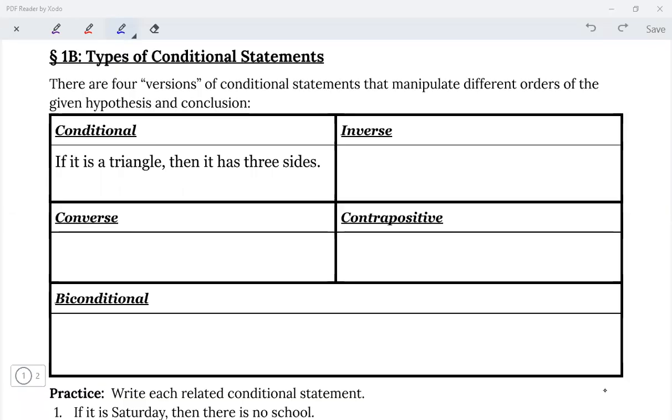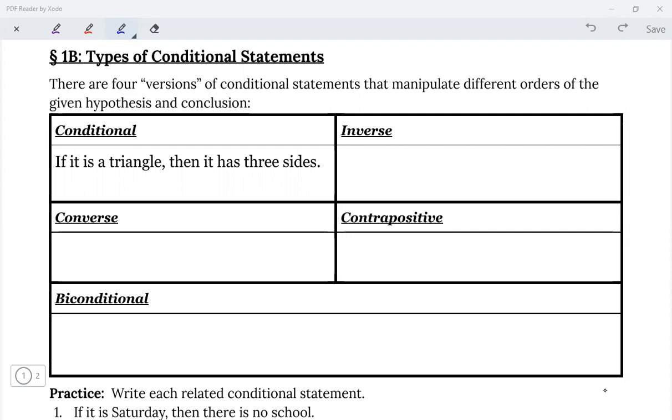In today's video, we're going to look at types of conditional statements. We'll be writing them both in words and in symbols and converting back and forth between our different types. So the first thing we need to do is go over the types. We already talked about conditional statements.